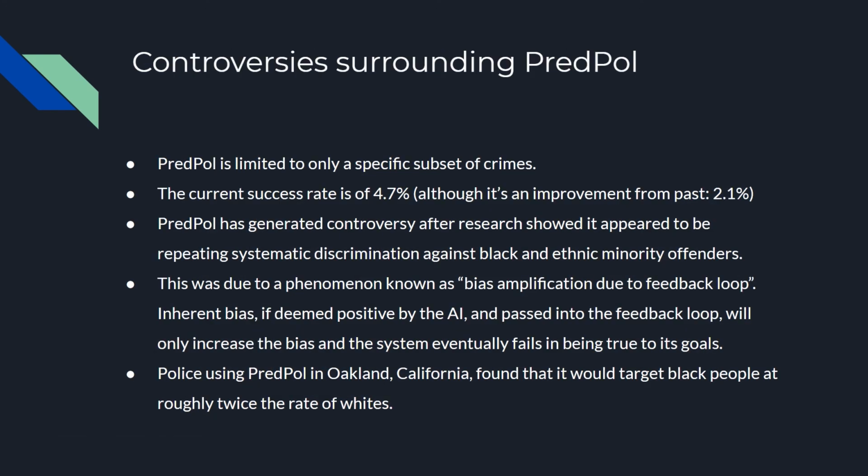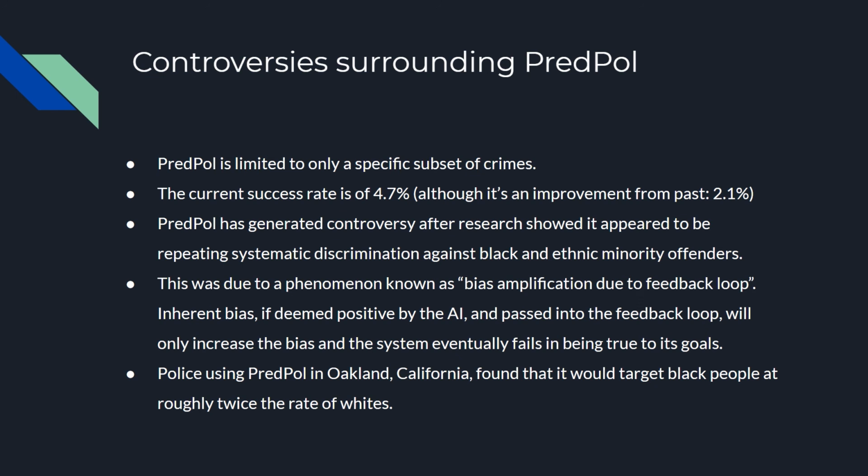Lastly, let's look at the controversies surrounding PredPol. PredPol is limited only to a specific subset of crimes. The current success rate is 4.7%, which is quite low. It has also generated controversies after research showed it appeared to be repeating systematic discrimination against black and ethnic minority offenders.